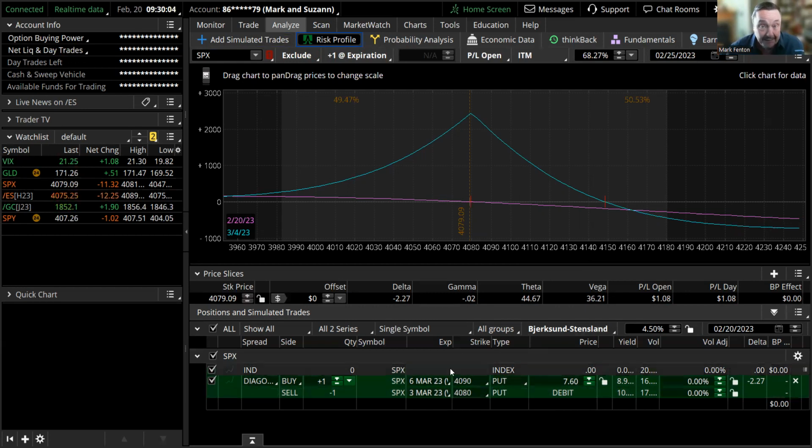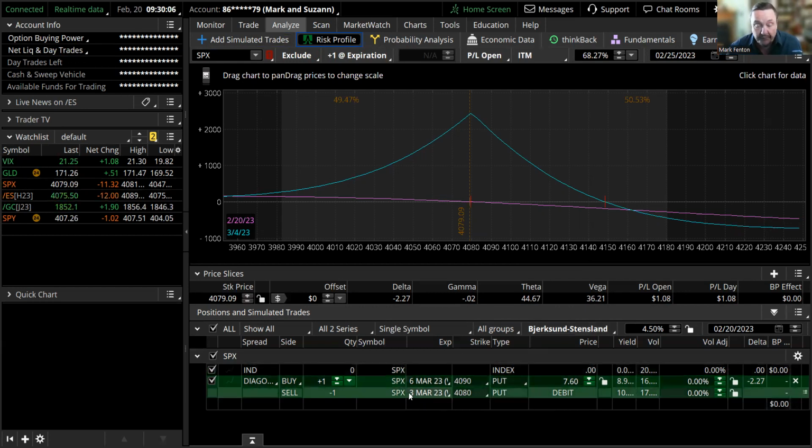And that really comes down to the difference between what you sold, the March 3rd, and its value, and what you bought, the March 6th, which of course would have more value because why? It's further out in time. The further out in time an option is, the more time value it has. Now you can make these different widths. I've just done this 3 days wide, but the principle's the same.